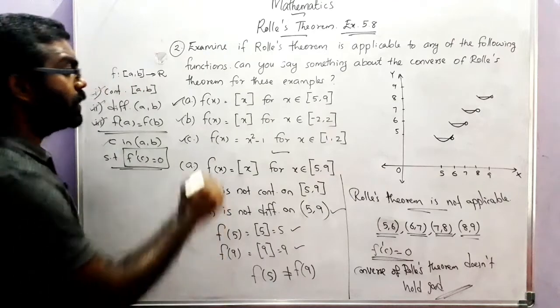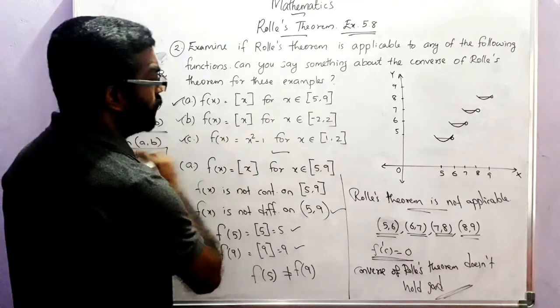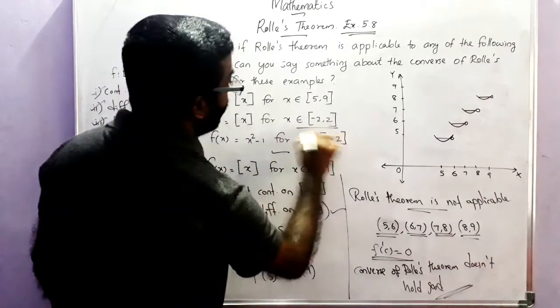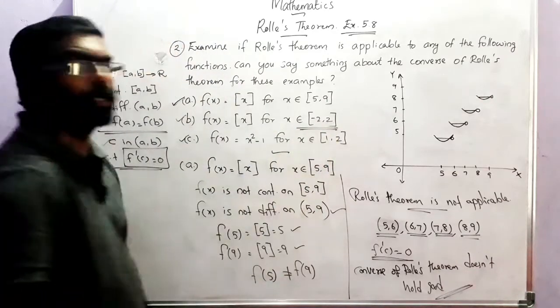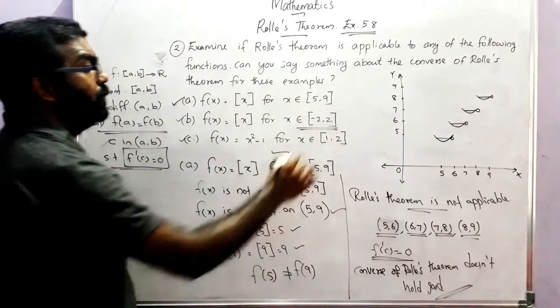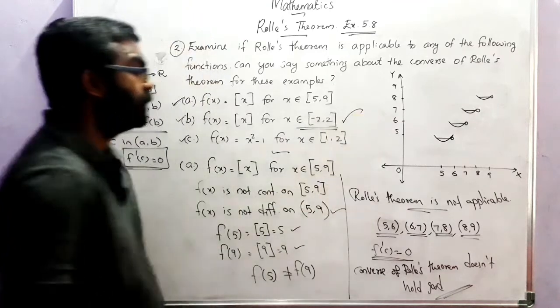Understood? So the second sub question, f of x equal to greatest integer function, the same function but the interval is different. x belongs to closed interval [-2, 2]. That you can do it yourself. Okay.